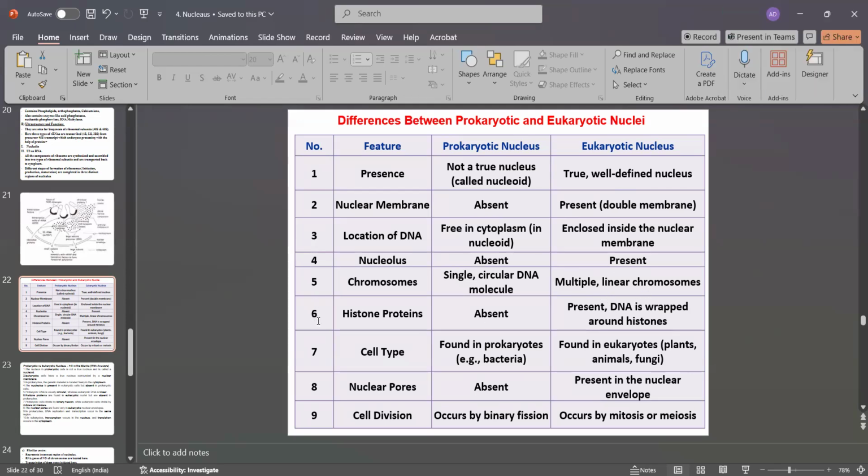Then the sixth important one, histone proteins. Histone proteins are absent in prokaryotes. In eukaryotes, DNA is wrapped around the histone proteins.